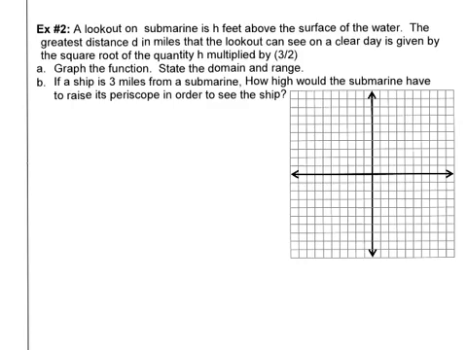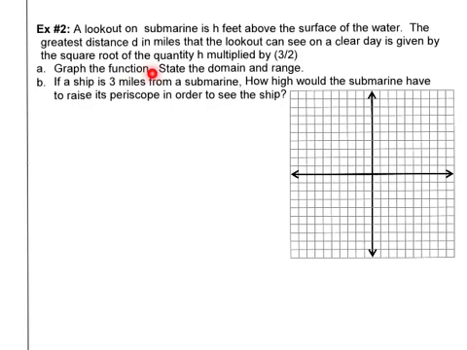Alright, a lookout on a submarine is h feet above the surface of the water. The greatest distance d in miles that the lookout can see on a clear day is given by the square root of the quantity h multiplied by 3 over 2. Okay, they want us to graph this function.